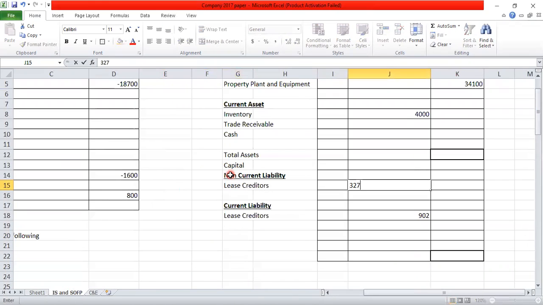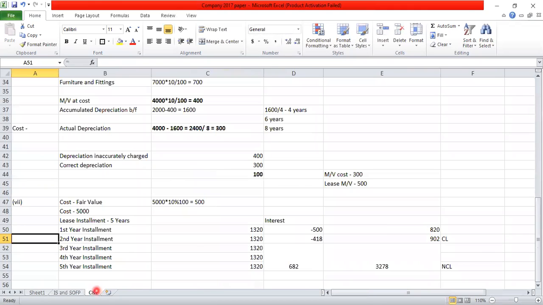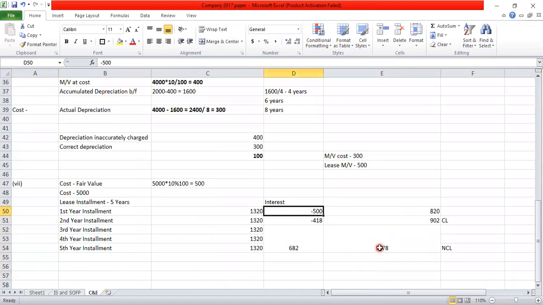I have 3278. So I'm done with this adjustment, almost done with the leasing adjustment. So I'm now seeing, is there any other thing to record? Yes, there is one more thing. This is the interest which I need to pay, but I haven't paid. They have not said anything about having paid this. So I need to pay this amount.